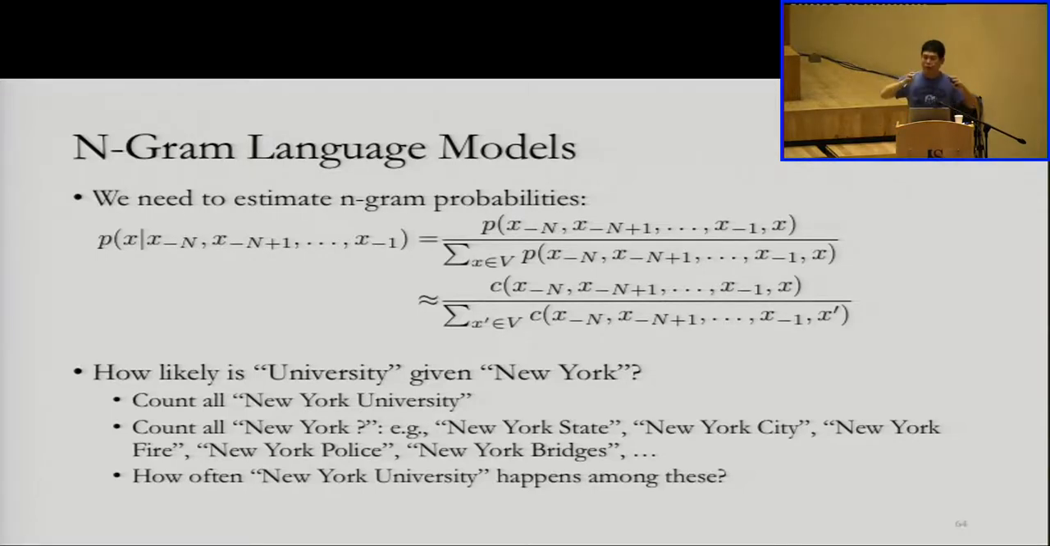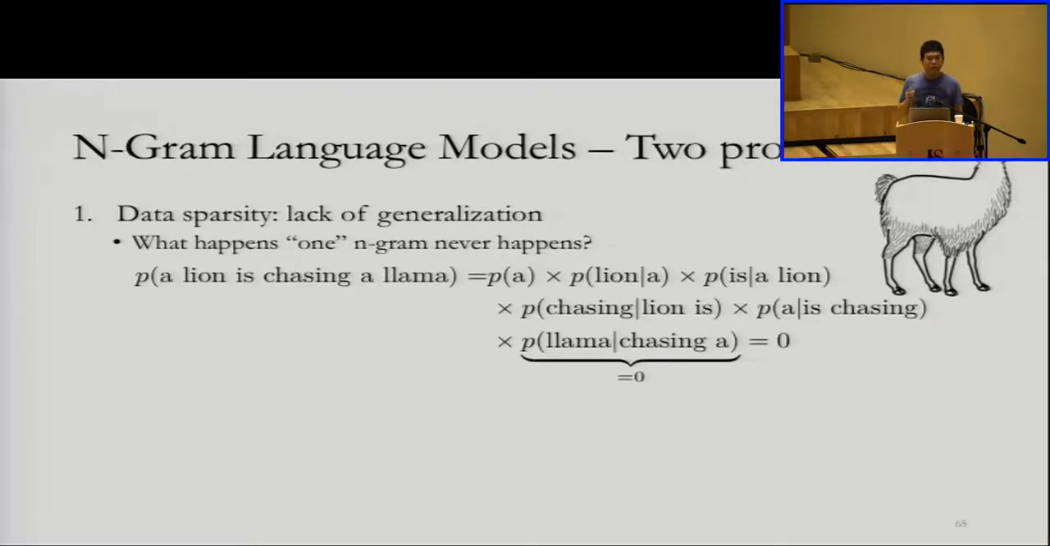So the memory use grows quite significantly, but it's pretty nice. Now there are two problems that you may have already noticed. The first one is the issue of data sparsity, or equivalently, the lack of generalization.